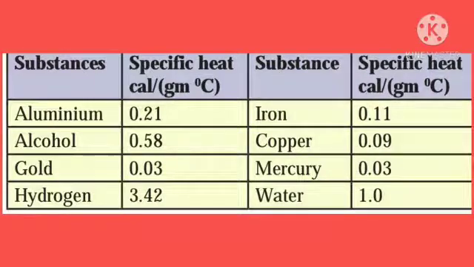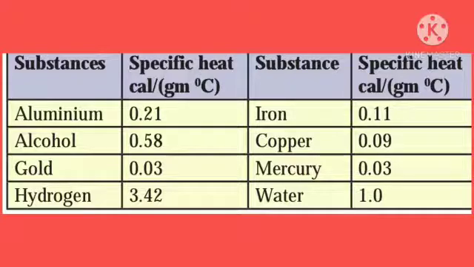Different substances have different specific heats. Here in this table, the specific heats of a few substances are given. It is given in calorie per gram degree Celsius.